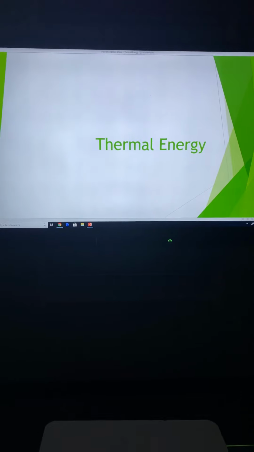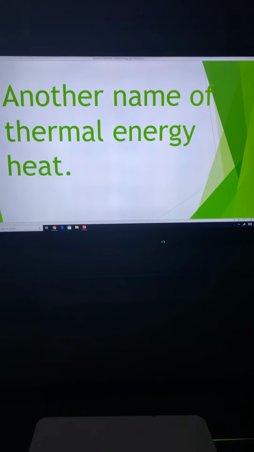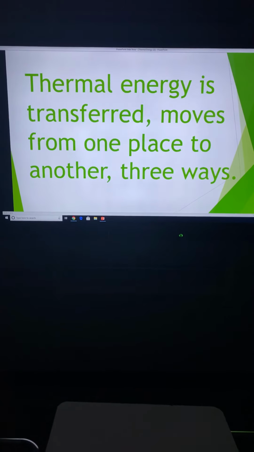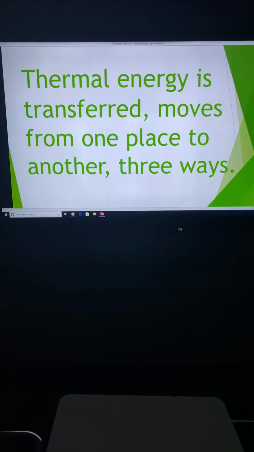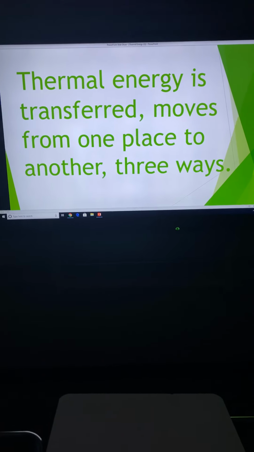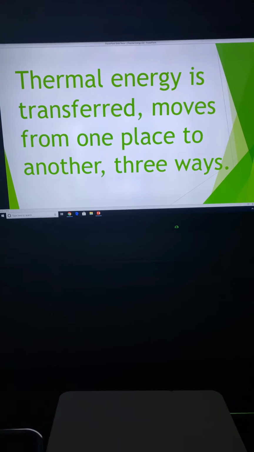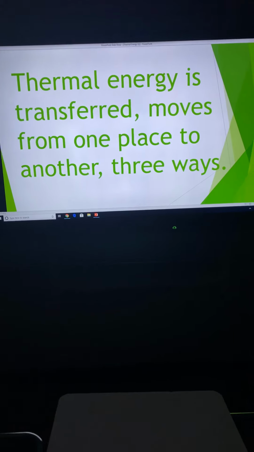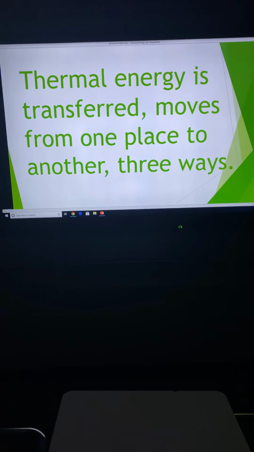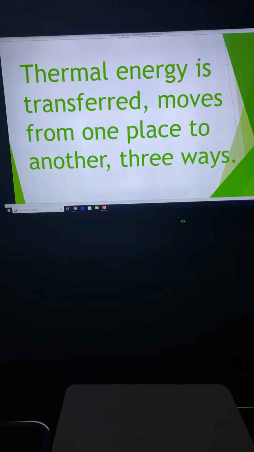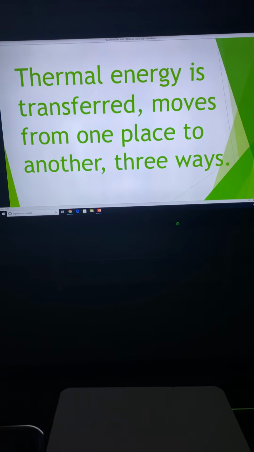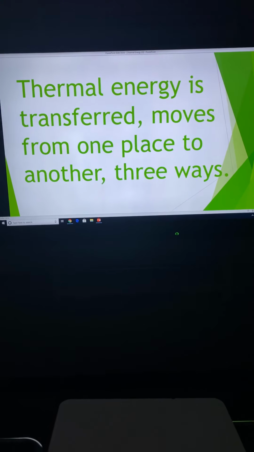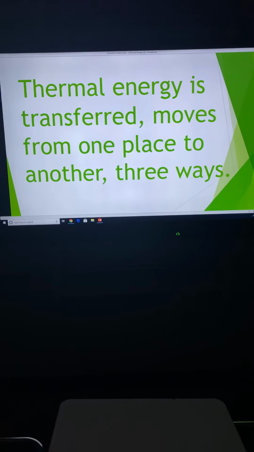Okay, thermal energy. Another name for thermal energy is heat energy. Thermal energy can be transferred three ways, and transfer means to move from one place to another place. Remember that the law of energy conservation states that energy cannot be created and it cannot be destroyed. It only moves from one place to another place.